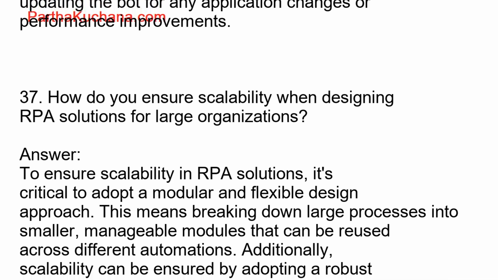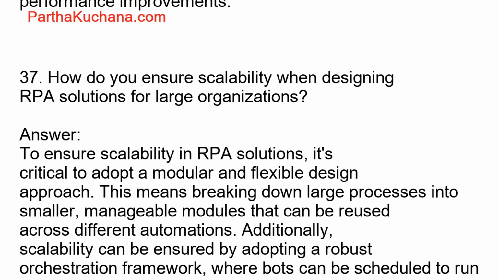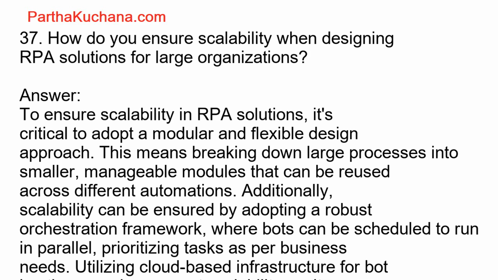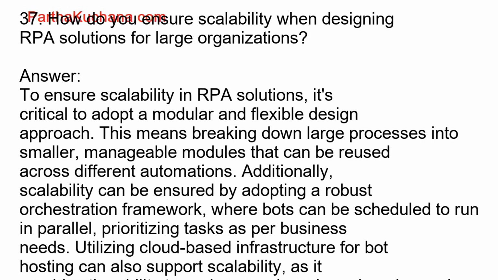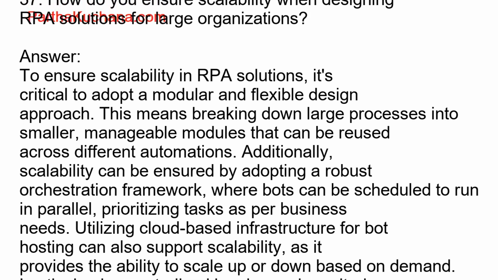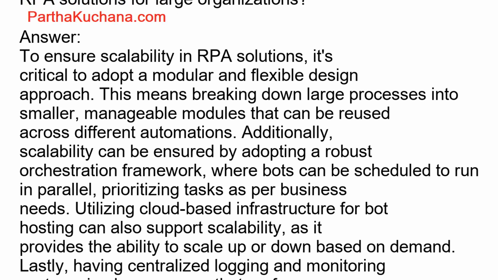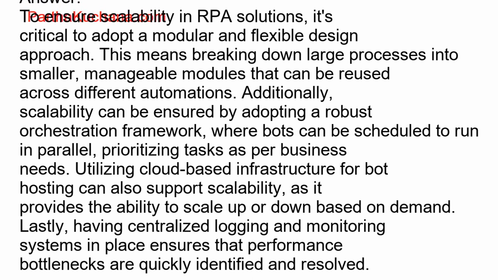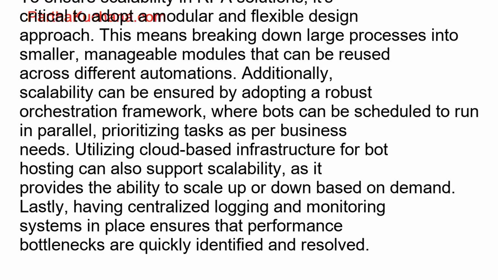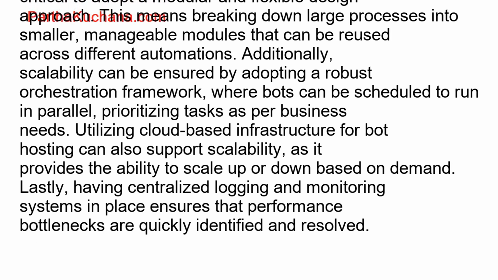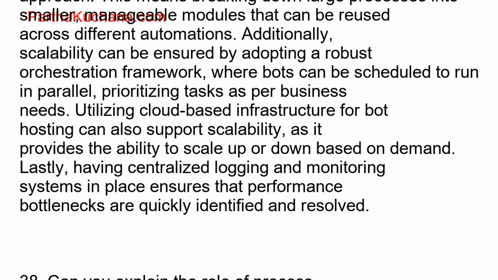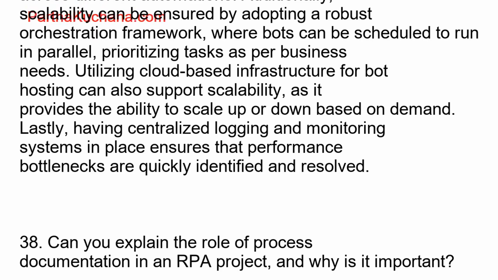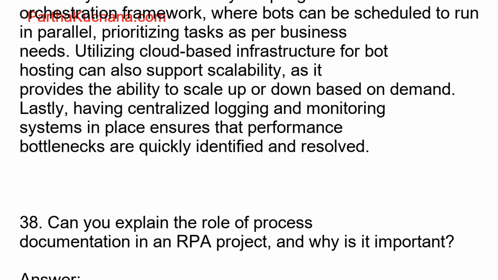39. How do you handle situations where the automation needs to be done in a highly regulated industry such as banking or healthcare? Answer. In highly regulated industries like banking or healthcare, compliance and security are top priorities. When automating processes in these industries, it is crucial to ensure that the RPA bots are designed to handle sensitive data securely. This can be achieved by implementing strict access controls, encrypting data in transit and at rest, and ensuring that bots adhere to regulatory requirements, such as GDPR or HIPAA.